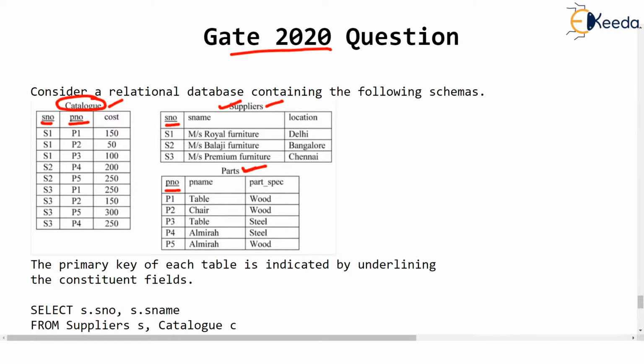Very quickly, we have to understand that there are some suppliers given in the supplier table, correct? And there are some parts which we purchase from these suppliers. This catalog table tells us which supplier supplies which part and for how much cost. That's the idea about this particular relational database. And they have given us a query.